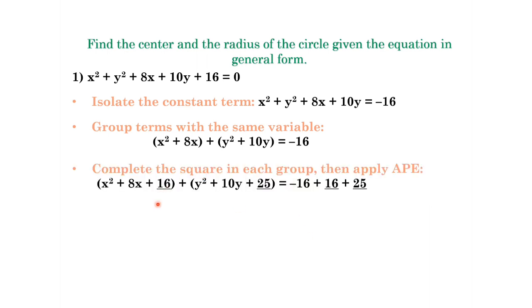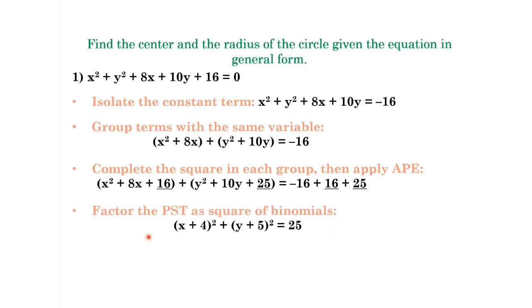So how did we get 16? How did we get 25? 8 divided by 2 is 4. Raised to 2, that's 16. Since we added 16 to complete the square, we're going to add 16 to the other side. Always remember the addition property of equality. What you add on the left side, you add on the right. Similarly, we got 25 here because 10 divided by 2 is 5. Raised to 2, that's 25. So we're gonna add 25 here. And if you simplify this one, it's gonna look like this.